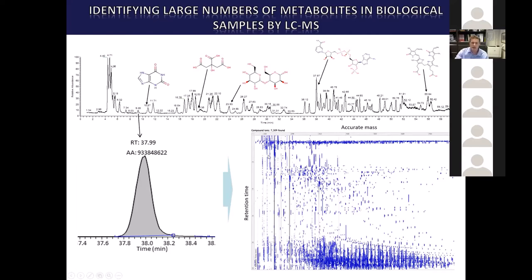This is just showing what that might look like if we did it in two dimensions. It's more difficult to see because of the way it's put together. So here's retention time along here, and then the accurate mass m/z value. It's showing that two-dimensional space once you've done this, where you see essentially metabolite or compound features across the LC-MS run.